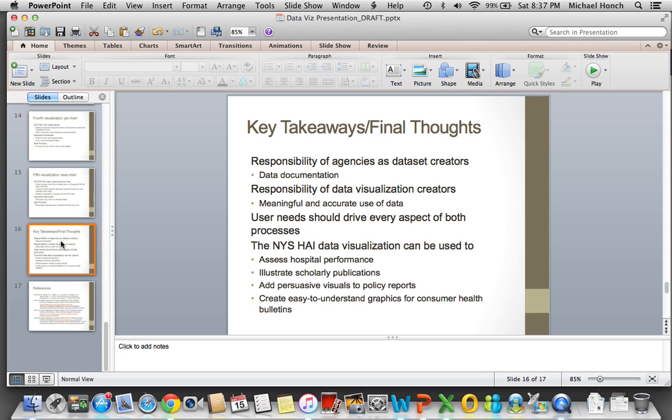Above all, I found that this project really started to come together more for me when I focused on who my users were and what their needs were. And in the end, I thought that if this visualization was at all successful, it would be if it helped a hospital administrator assess their performance, that a scholar could use it to illustrate an article for publication, to add persuasive visuals to policy reports, or even create easy to understand graphics for consumer health bulletins.